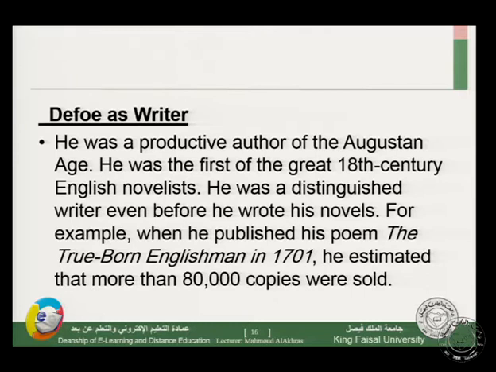Now let's see Defoe as writer. He was a productive author of the Augustan age. He was the first of the great 18th century English novelists. He was a distinguished writer even before he wrote his novels. Before he started writing novels, he was a distinguished journalist and writer. For example, when he published his poem, The True-Born Englishman, in 1701, he estimated that more than 80,000 copies were sold. Imagine this number at that time.